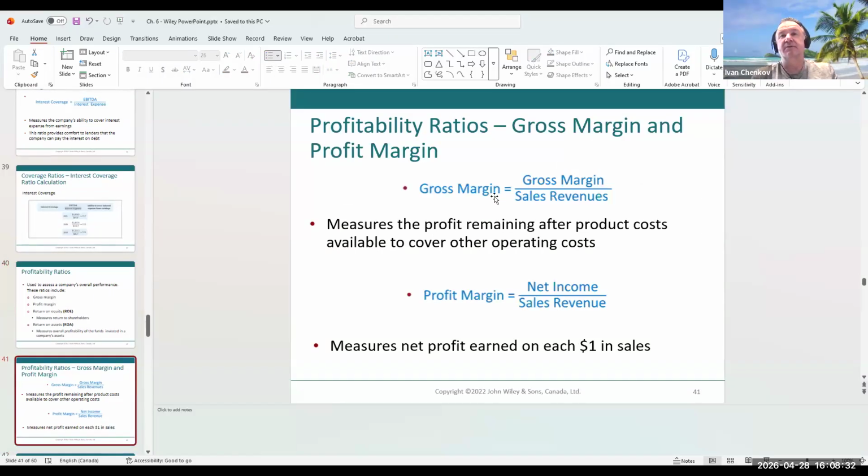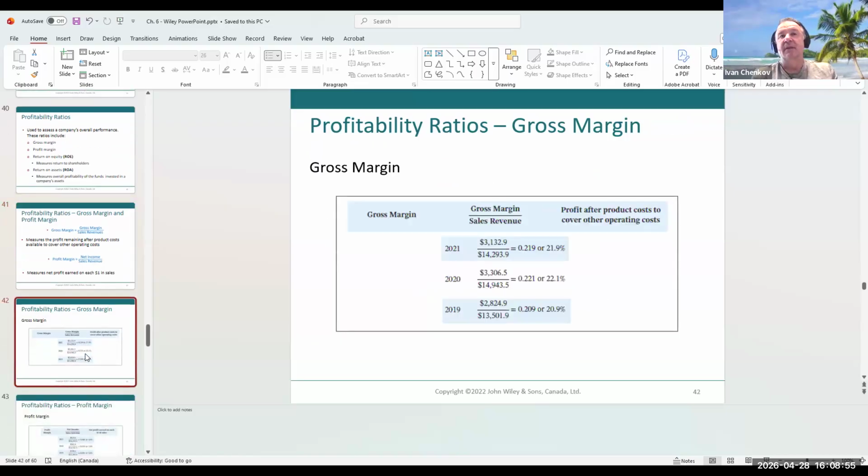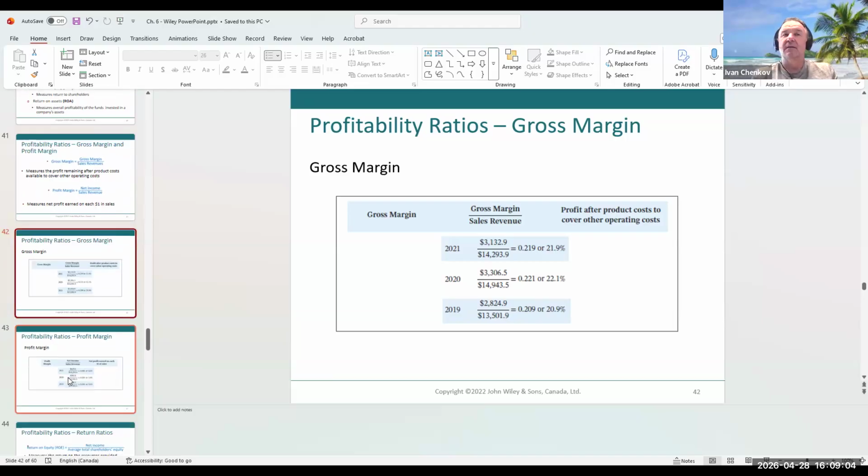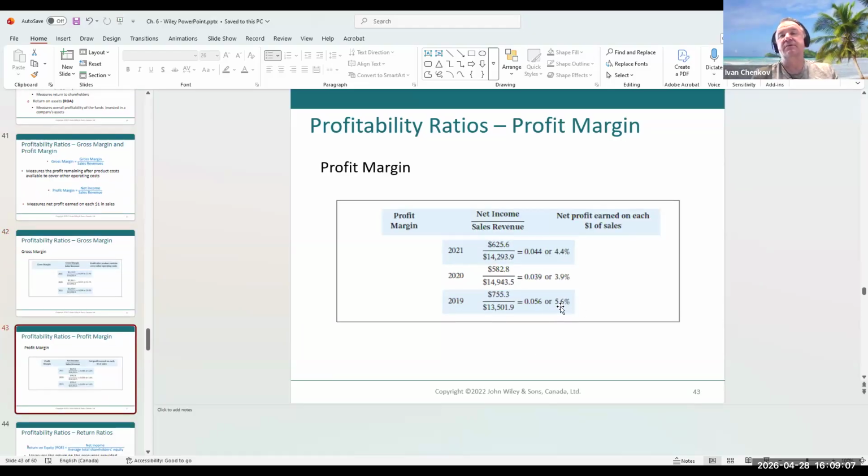Let's go with the gross margin. Gross margin is simple. It's gross margin divided by sales revenue. Profit margin will be net income divided by sales revenue. Or in other words, as I said before, it measures for every dollar of sales, how much stays in your pockets. So for this company, the gross margin increased from 20 to almost 22%. The profit margin fluctuated. We saw on the financial statements it went from 5.6 down to 3.9 and then climbed up to 4.4.